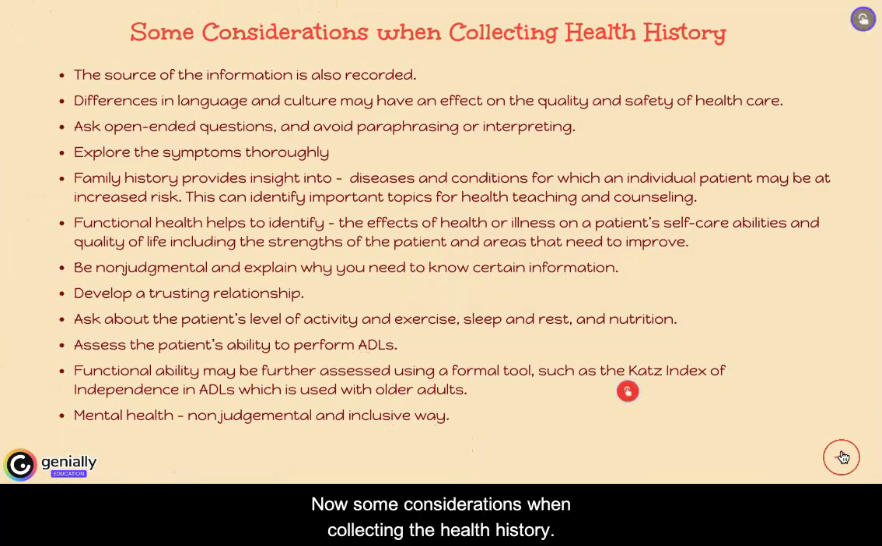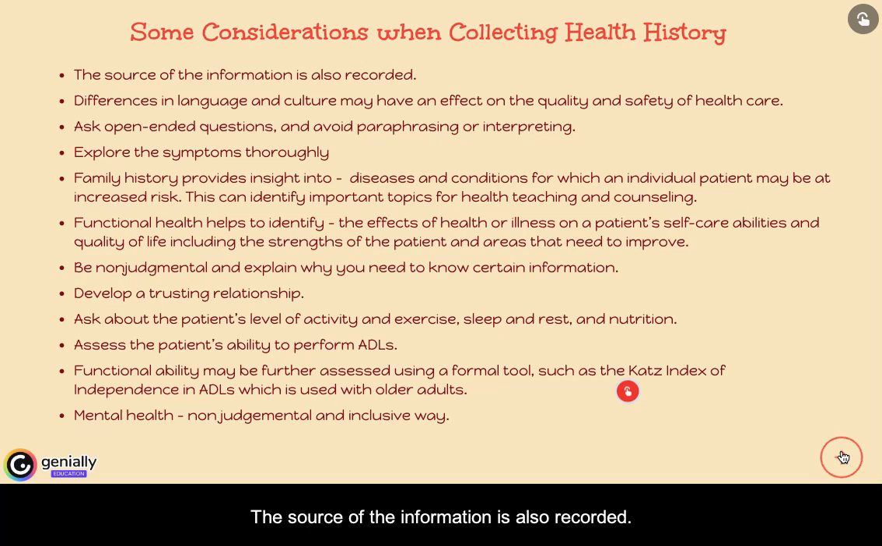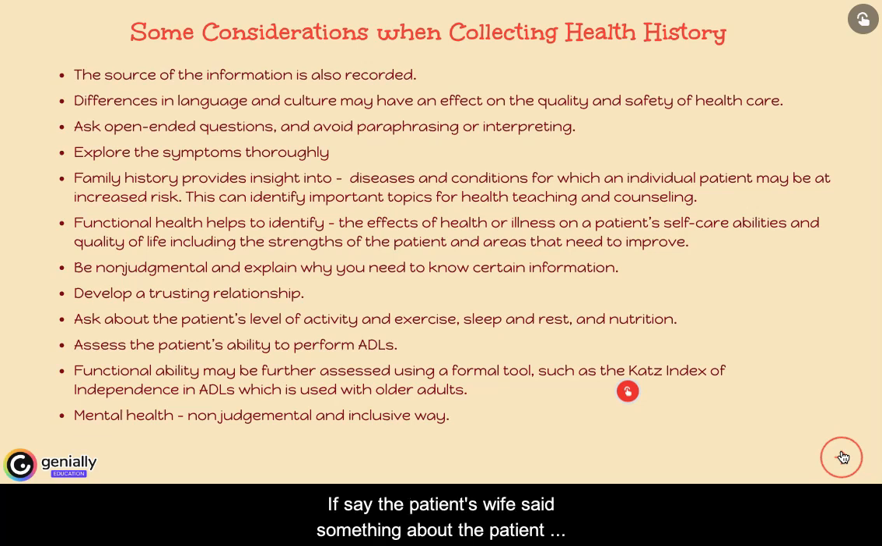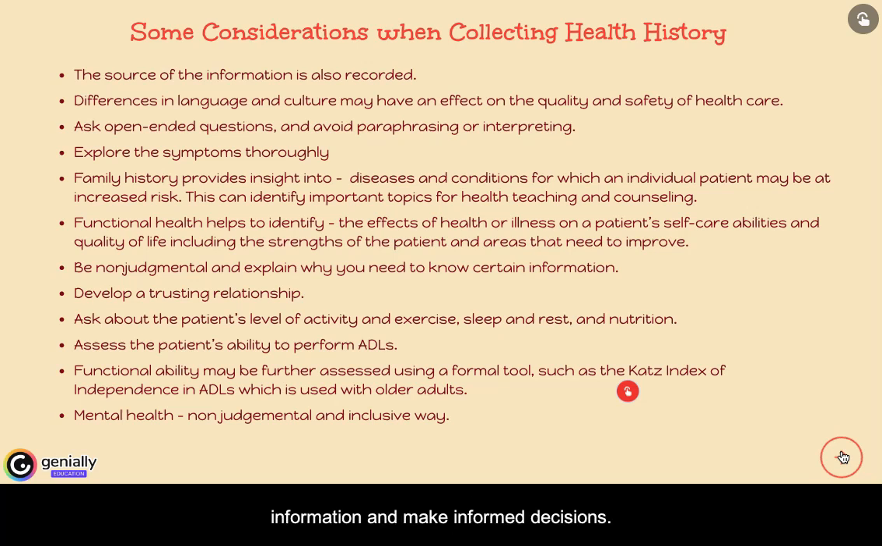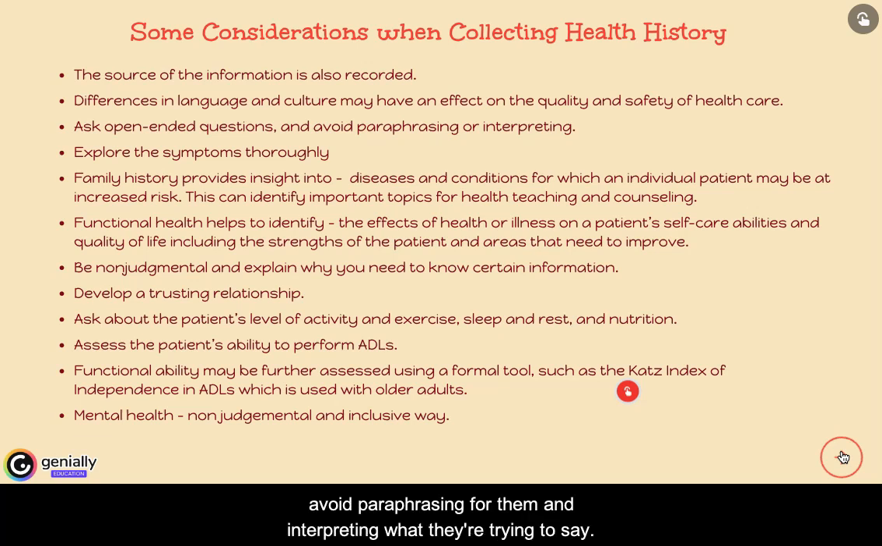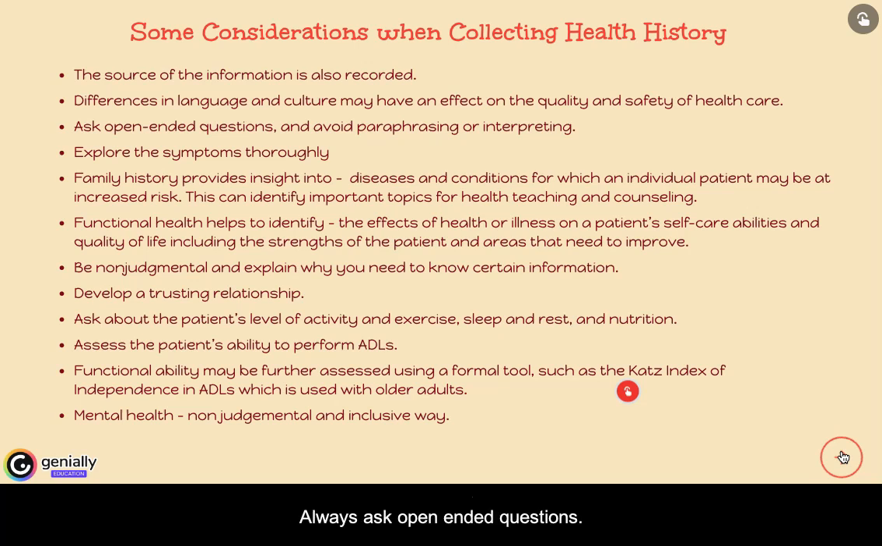These are all part of objective data. Now, some considerations when collecting the health history. The source of the information is also recorded. If, say, the patient's wife said something about the patient or their symptoms, then you will record it as the patient's wife stated. So the source of the information should always be there. The differences in language and culture may have an effect on the quality and safety of healthcare. We want to make sure that they understand the information and make informed decisions. Always ask open-ended questions. Avoid paraphrasing for them and interpreting what they're trying to say. Let them answer the question. Let them provide a description.